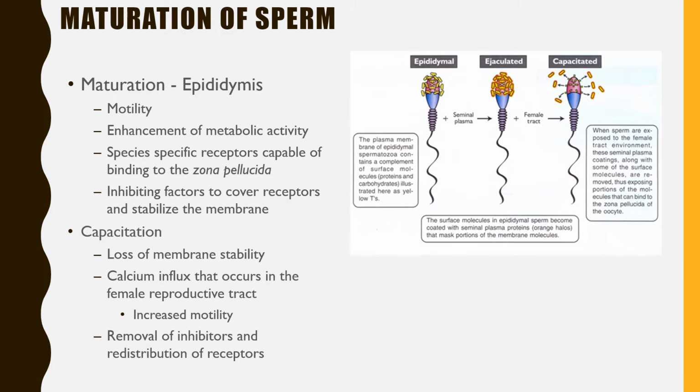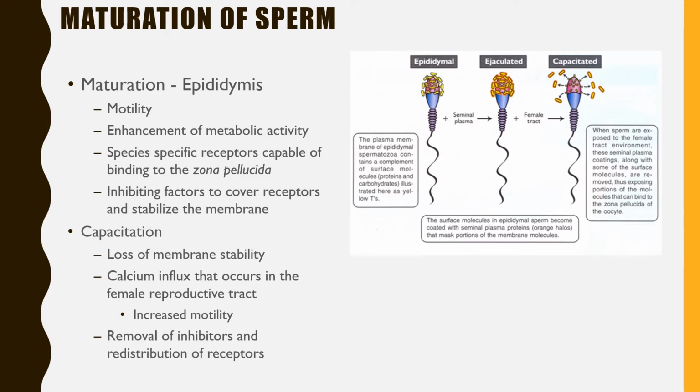So sperm matures in the epididymis of the male. They're produced in the testes, then stored in the epididymis, and in the epididymis the process of maturation means they're going to actually gain motility. They'll have enhancement of their metabolic activity and machinery. They'll develop these species-specific receptors on the surface that are capable of binding to the zona pellucida of the oocyte. And the zona pellucida is a glycoprotein structure that surrounds and protects the oocyte.